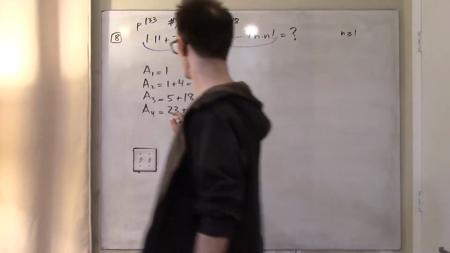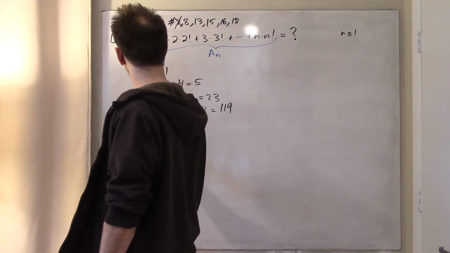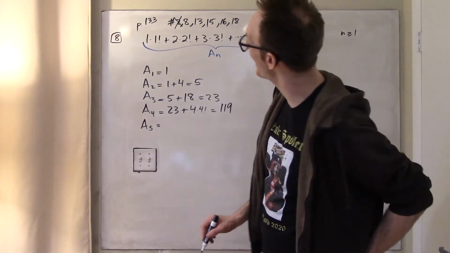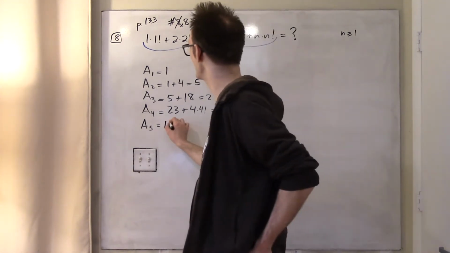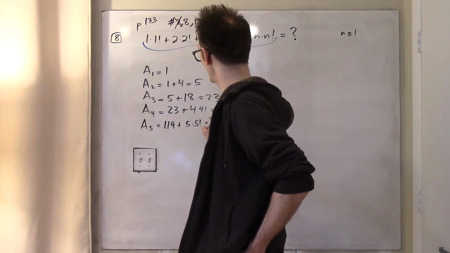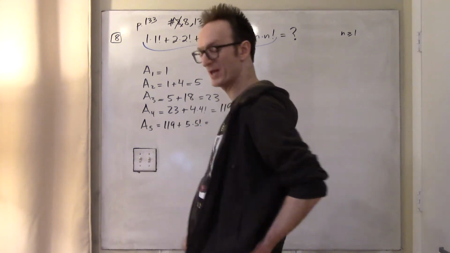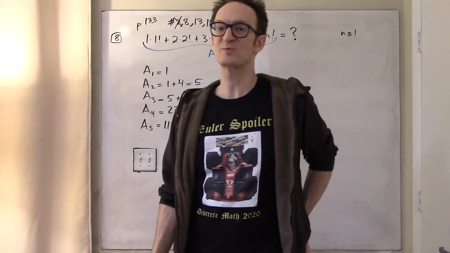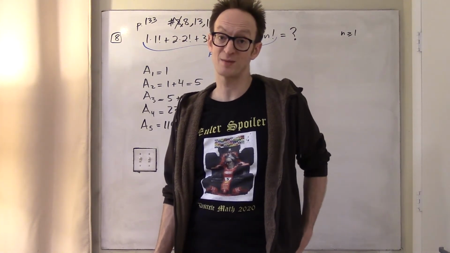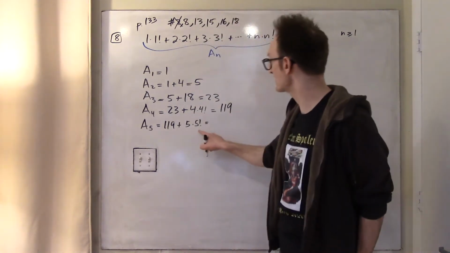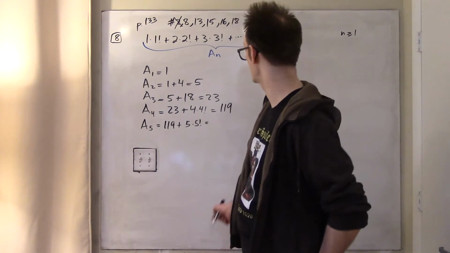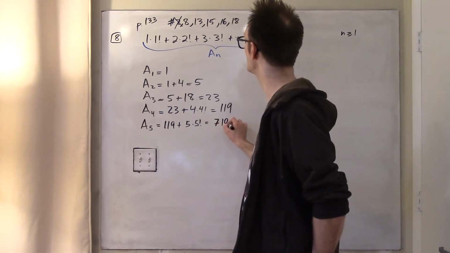Alright, so hopefully you are now seeing a pattern, but if you're not, you just gotta keep on going until you see that pattern. What is a5? Well, it's gonna be 119 plus 5 times 5 factorial. Oh man, 5 factorial is so big. What is 5 factorial? 1 times 2 times 3 times 4 times 5. So it's 2 times 3, so 6 times 4, 24 times 5 is 120. So 120 is 5 factorial times 5 is 600. So I guess that's like 719.